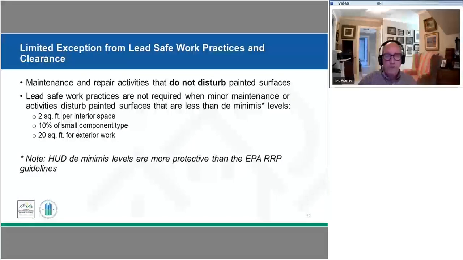So if we're working on 2 square feet or less of interior space, maybe components of woodwork or something that we're working on, or 10% of a small component type, or if we're working on the exterior and we're at 20 square feet for exterior work or less, then these are exempt from having to follow the lead-safe work practices and getting clearance on that. Now, it's recommended that we use lead-safe work practices at all times, but we do have flexibility in those limited cases where we have a much smaller area of work.